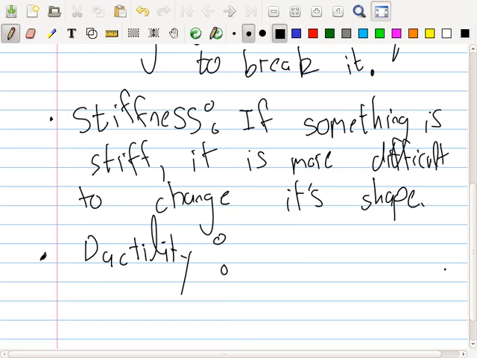So can we think of any examples of things that we like to change the shape of, making it something more useful for us?